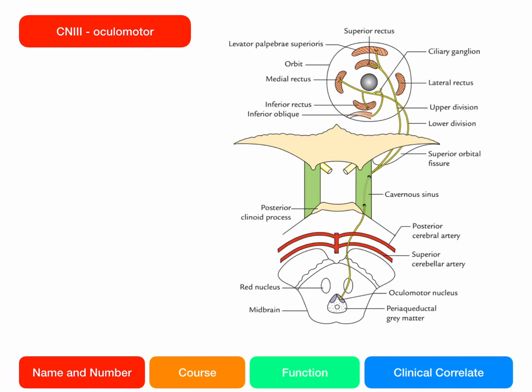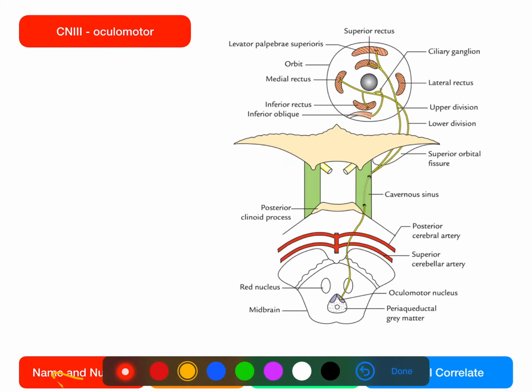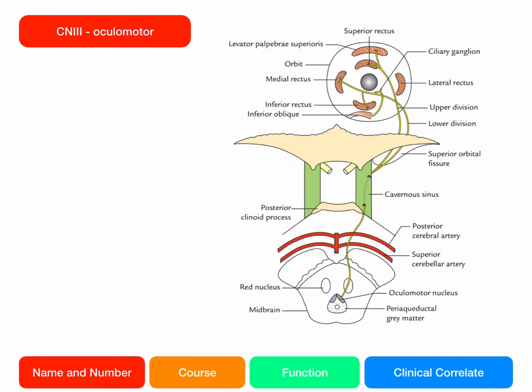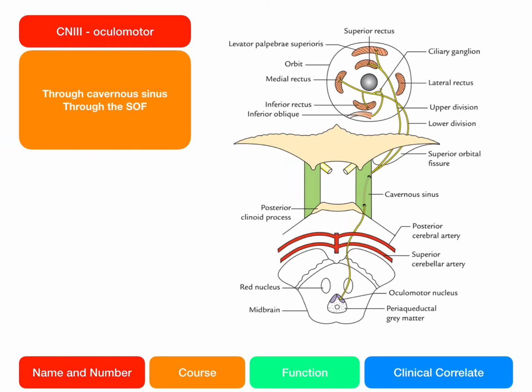So, cranial nerve 3. I've got a little key at the bottom here. So, cranial nerve 3, the oculomotor nucleus. What's its course?